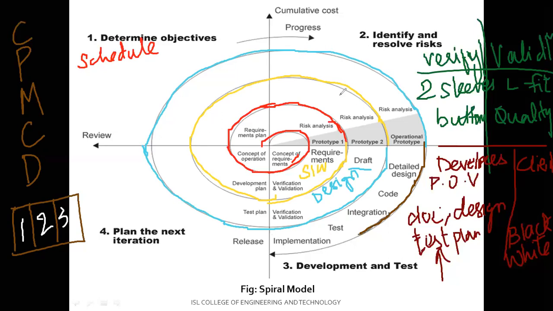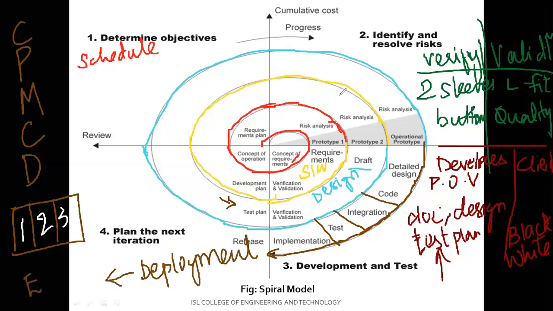You do the integration, and when you're doing the code part and the integration part, again you do the testing. First you create a test plan, then you do the testing. After testing, you implement this entire software. That is the release of the software. After testing and implementation, this is the deployment phase, where the product is delivered to the end user. The end user is going to test all the features. He might give you feedback on this. This is the spiral model.